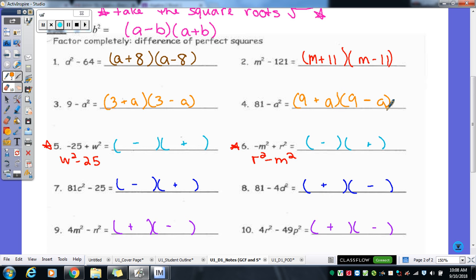All right, so just because we're running low on time, I'm going to slowly start filling these in. For the third one, it was 3 plus a, 3 minus a. Fourth one, 9 plus a, 9 minus a. How we do so far? Good. Thumbs up, thumbs down. And then we got w minus 5, w plus 5, r minus m, r plus m. Again, it doesn't matter which order. You could have your plus first, minus second. I keep flip-flopping to get you to understand the point. It doesn't matter which one of those comes first.